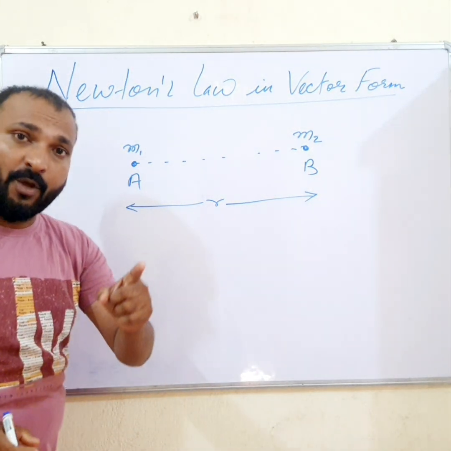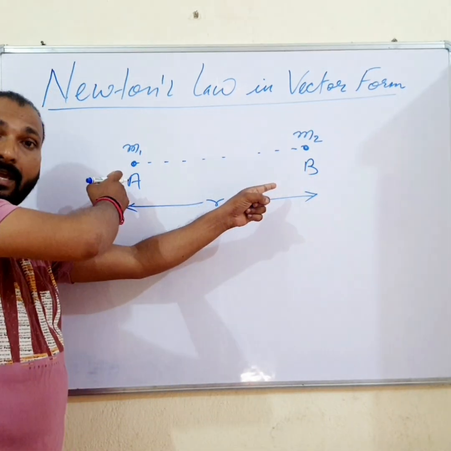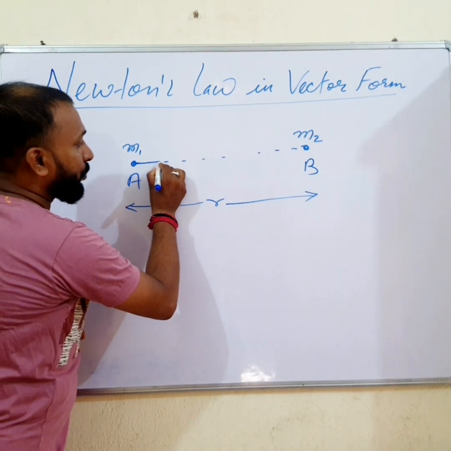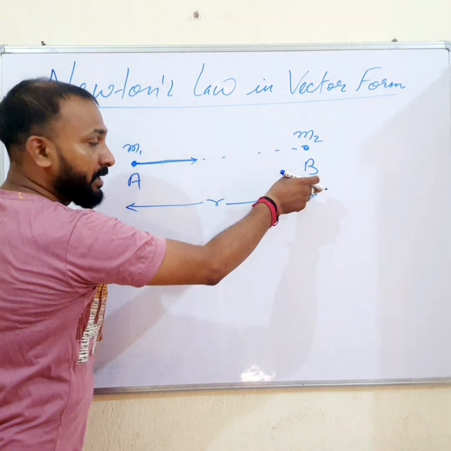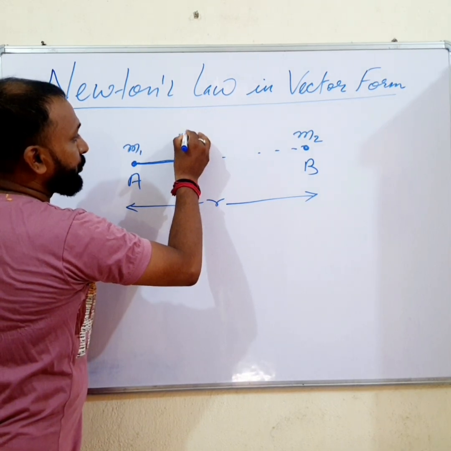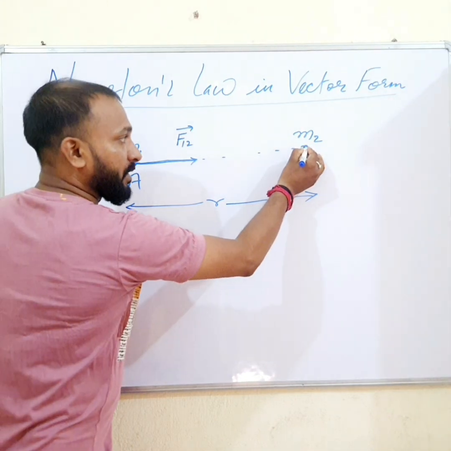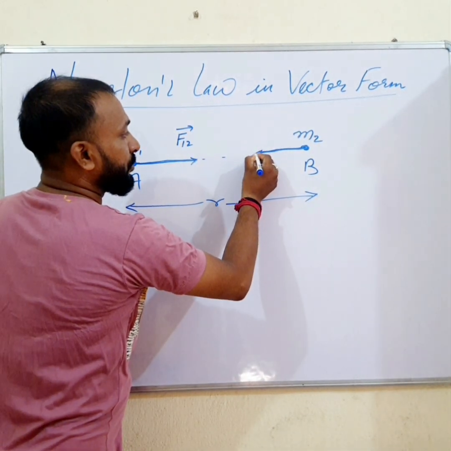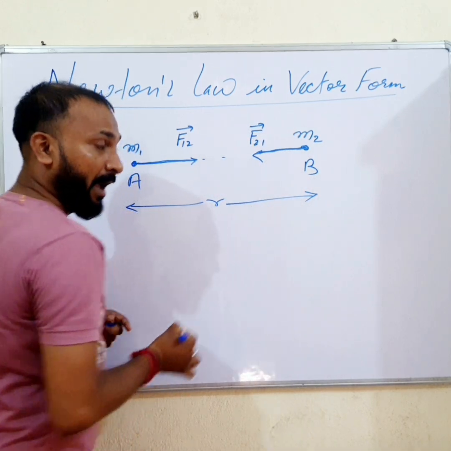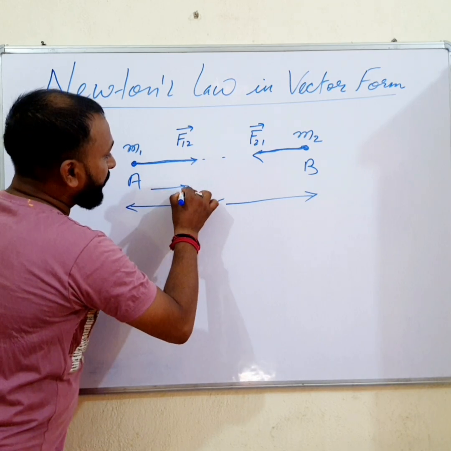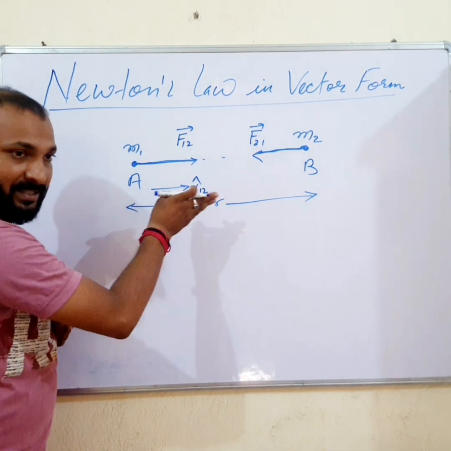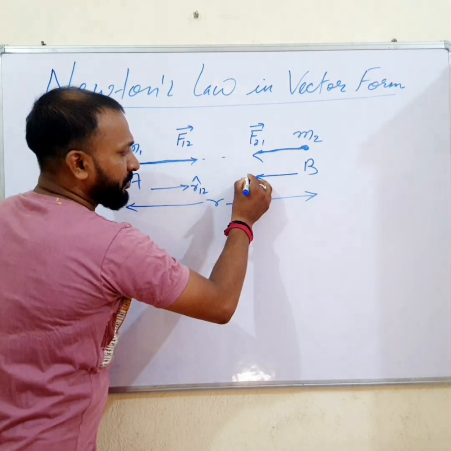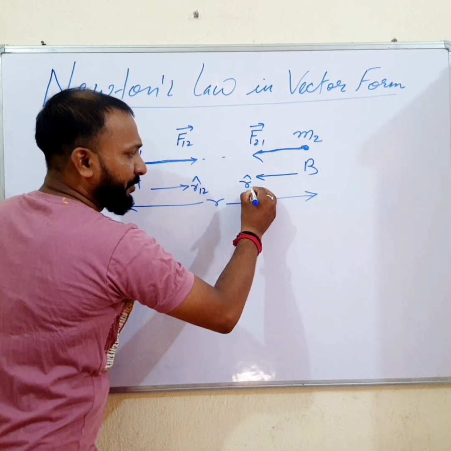The force of attraction is exerted on body B by A, and another force is exerted on A by B. Suppose this is the force exerted on B by A, that is the F12 vector, and the other force exerted by the object B on A is known as the F21 vector, having unit vector r cap 12 in this direction. For the other force, the unit vector will be just opposite of this; it will be the r cap 21 vector.